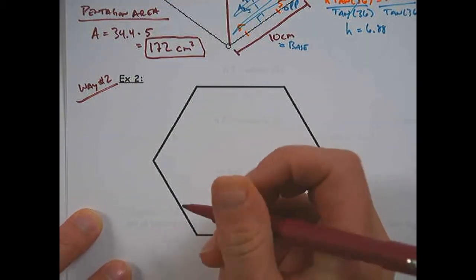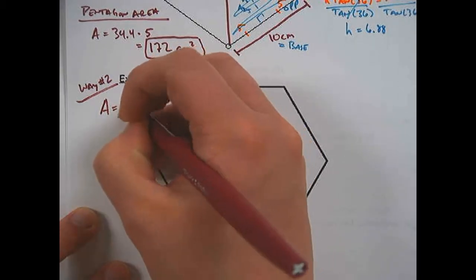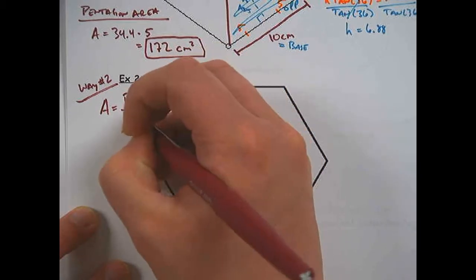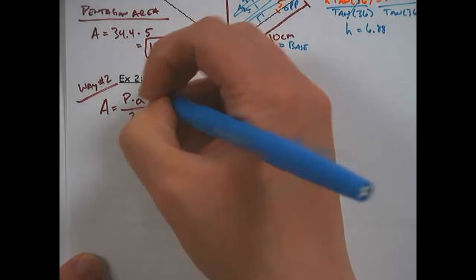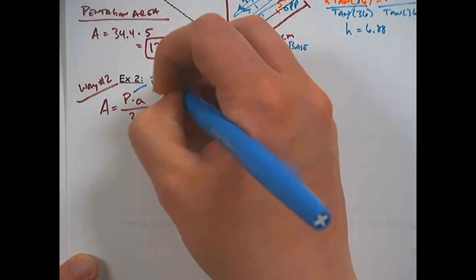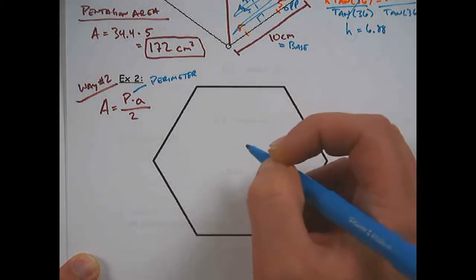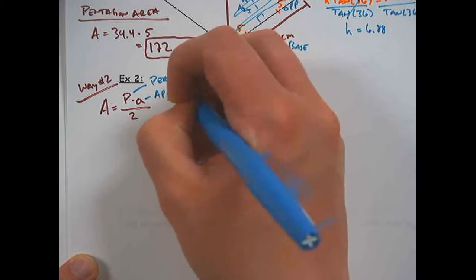Way 2 uses a different equation for the area. It uses area equals perimeter, that's the capital P, times apothem, which is a lowercase a, divided by 2. So let's remind ourselves, perimeter, so the distance around the outside of the shape. A stands for apothem. You might not have heard that word before.